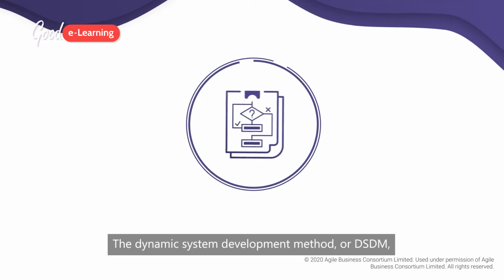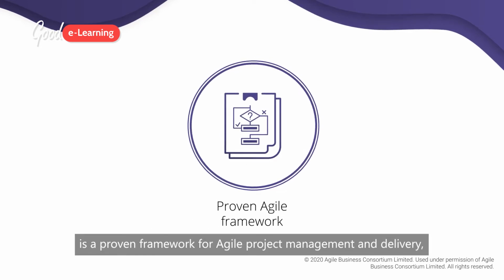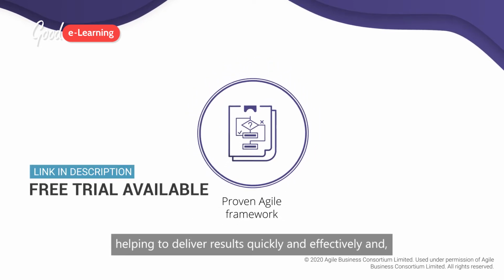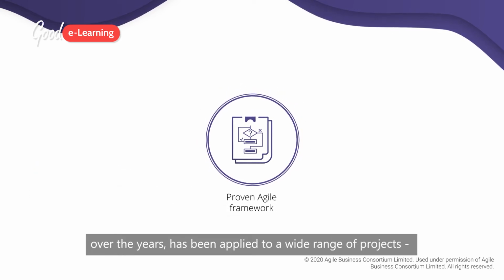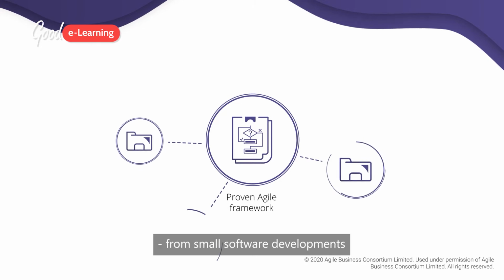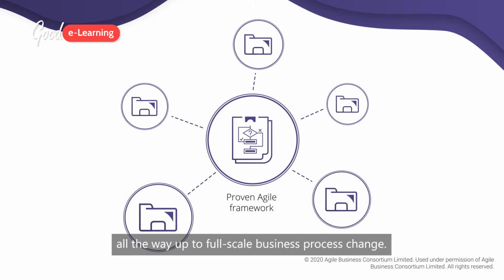The Dynamic System Development Method, or DSDM, is a proven framework for agile project management and delivery, helping to deliver results quickly and effectively, and, over the years, has been applied to a wide range of projects, from small software developments all the way up to full-scale business process change.